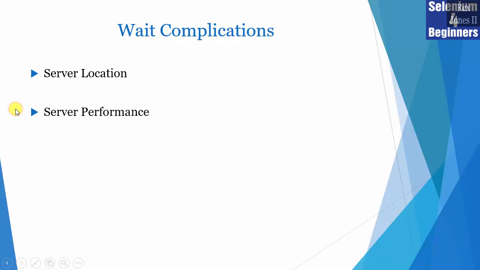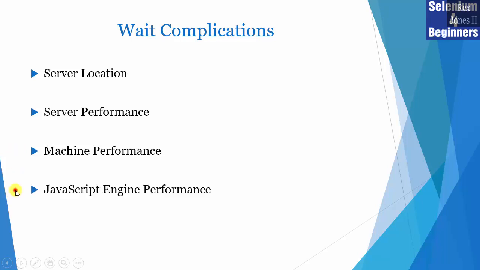When it comes to server performance, our browser sends a ping to the server asking for all of the information so the website can load. If our server's performance is slow, then it will take a long time to respond. Machine performance is different with fast machines and slow machines. A fast machine will render elements on a web page quick. On the other hand, a slow machine with small memory will run our test script slower than a fast machine.